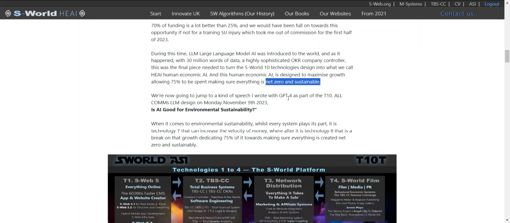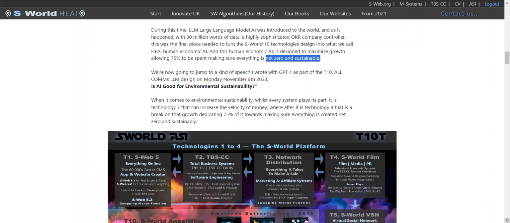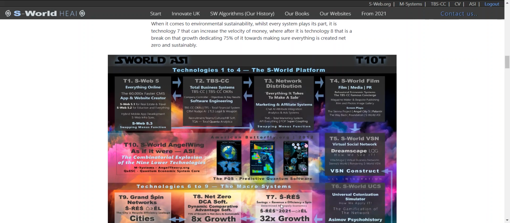When I first read the subject of the discussion, is AI good for environmental sustainability? When it comes to environmental sustainability, whilst every system plays its part, it is technology 7 that can increase the velocity of money. Where are we? Here we go. Technology 7 down here, 32x growth. Look at the Malawi model. That's genuine. But because of conscience and that this is a good thing, the law is that 75% of that growth must be used to make sure that what we create is net zero and sustainable.